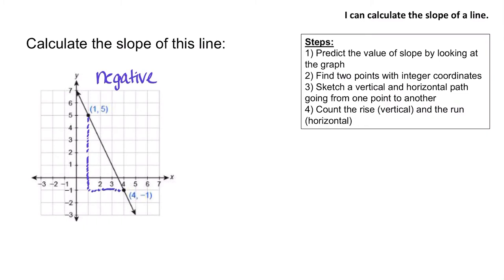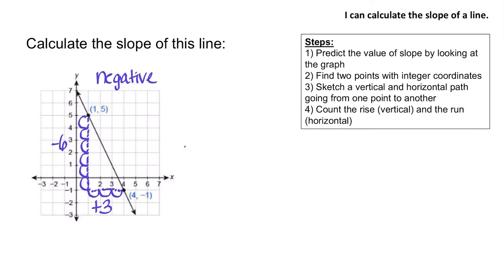When I go from 1, 5 to 4, negative 1, I go down 1, 2, 3, 4, 5, 6. Since I'm going down, that is a negative 6, because remember we said that down is negative. Then I go to the right 1, 2, 3 units. Since I go to the right, that's going to be a plus 3 because remember that right is positive.